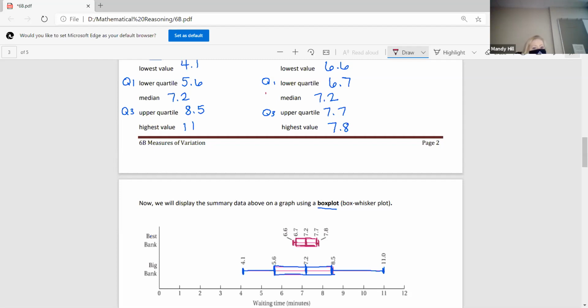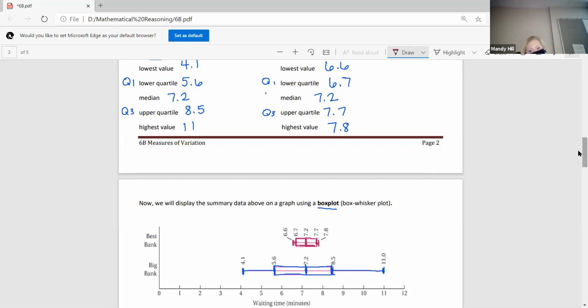On a box and whisker plot, it's really easy to see the variation. You can see that Big Bank is way more spread apart than Best Bank. Best Bank's data is really close together compared to how spread apart the data is for Big Bank. So a box and whisker plot is a good way to look at variation.